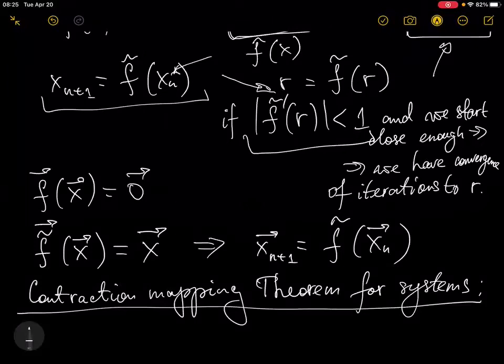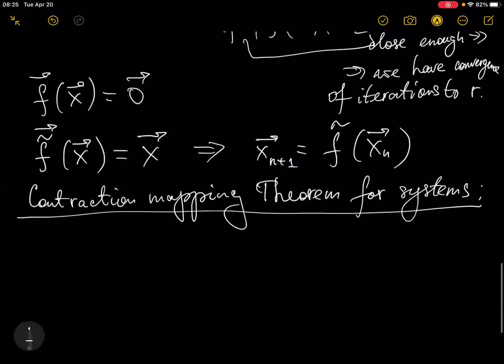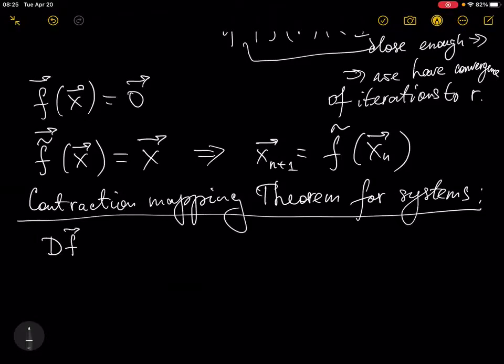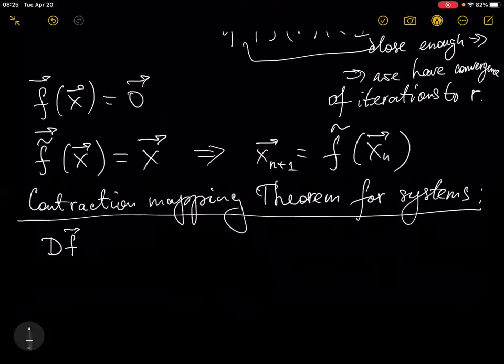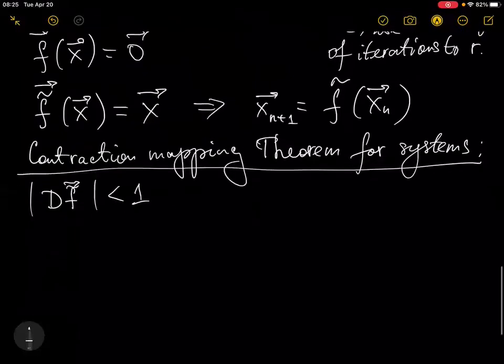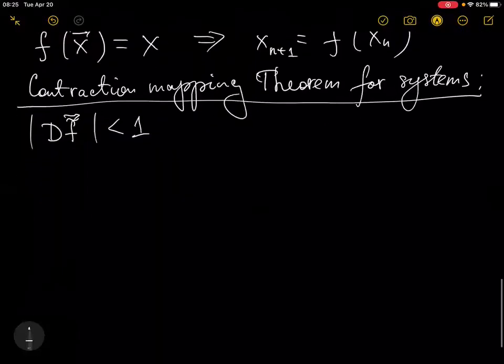So we can try to introduce the analog of the contraction mapping theorem, which will be essentially that some matrix, which we will denote D of f tilde, has a determinant less than 1. Okay, so I will introduce the analog of the derivative for the function.